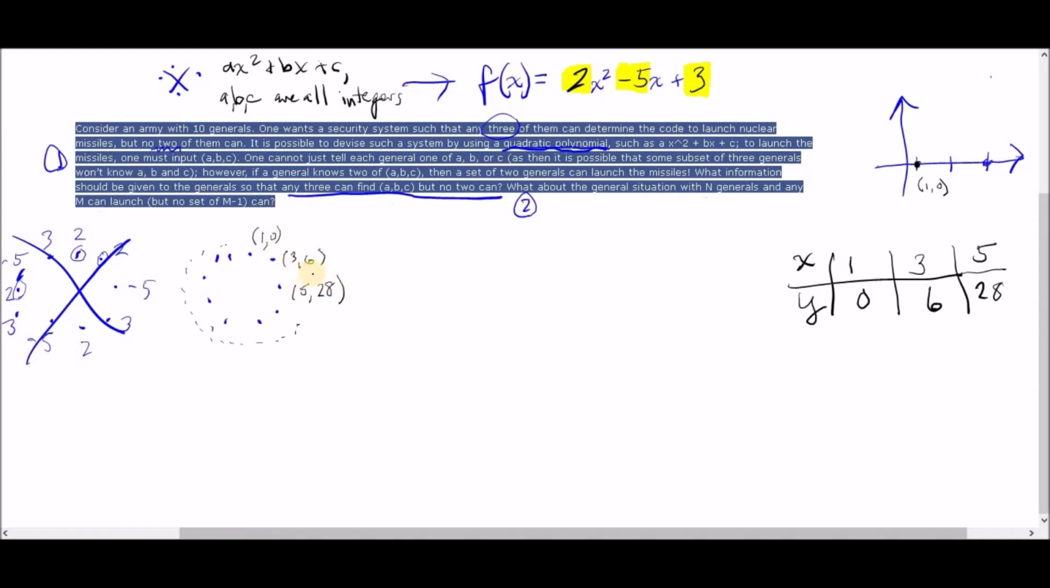Now, for 2 generals, look, I only have 2 points, 3, 6, and then 5, 28 way up here.